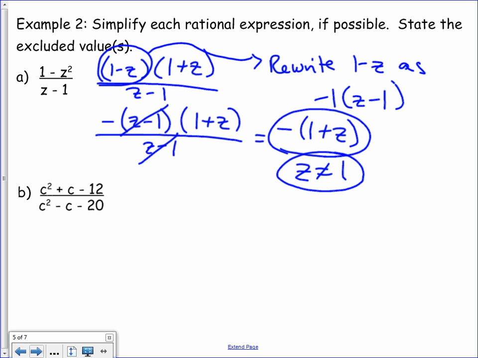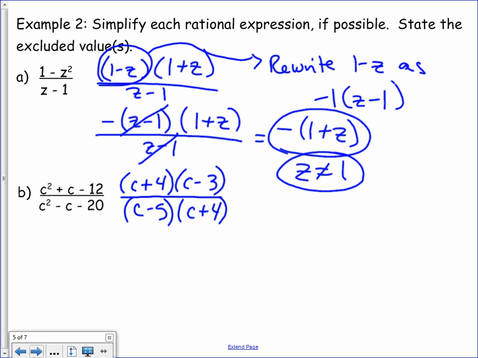Now in part B, we're going to have to factor both the numerator and the denominator. So we need factors of c squared plus c minus 12. Remember again, we want factors of negative 12 that will have a sum of positive 1. So that will be c plus 4 and c minus 3. The product is negative 12, but the sum is positive 1. And for the denominator, we need factors of negative 20 that will have a sum of negative 1. So that would be negative 5 and positive 4, so c minus 5 and c plus 4.